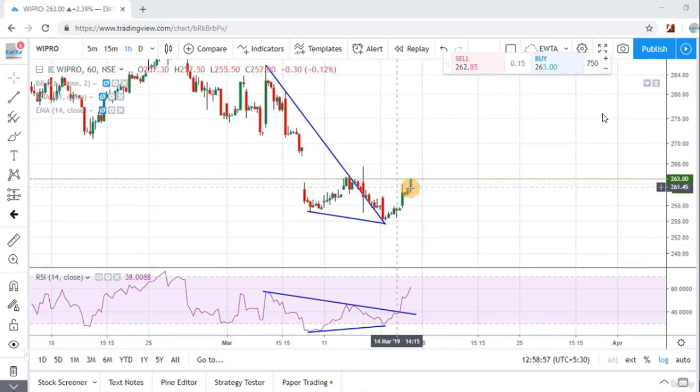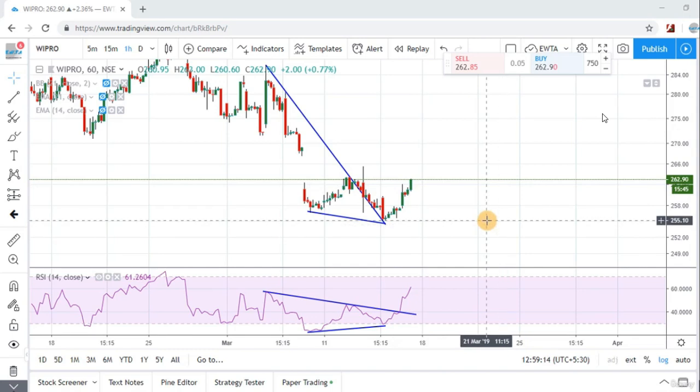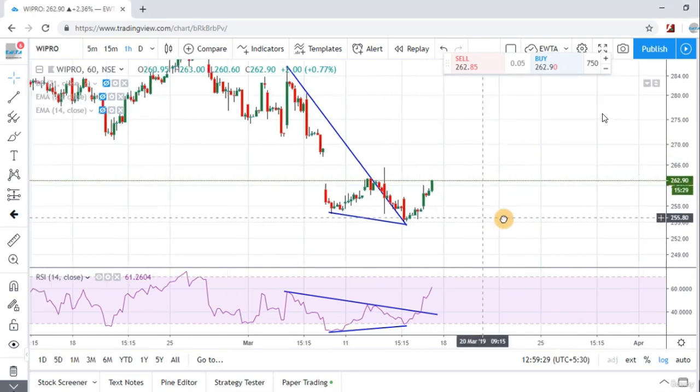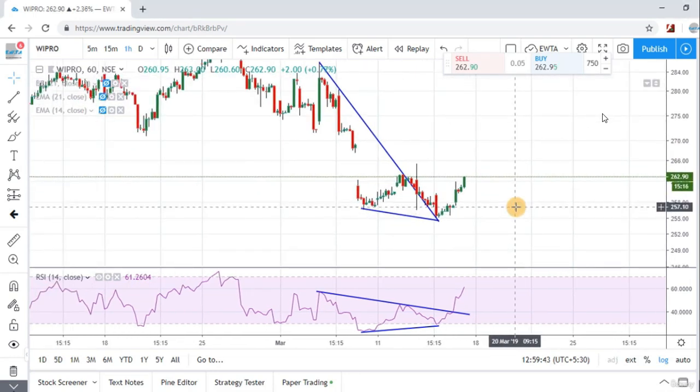And my target is hit in Wipro. I was left only 250 shares out of 1000 shares that was sold near 262 rupees at a target of approximately 1:2 R to R.